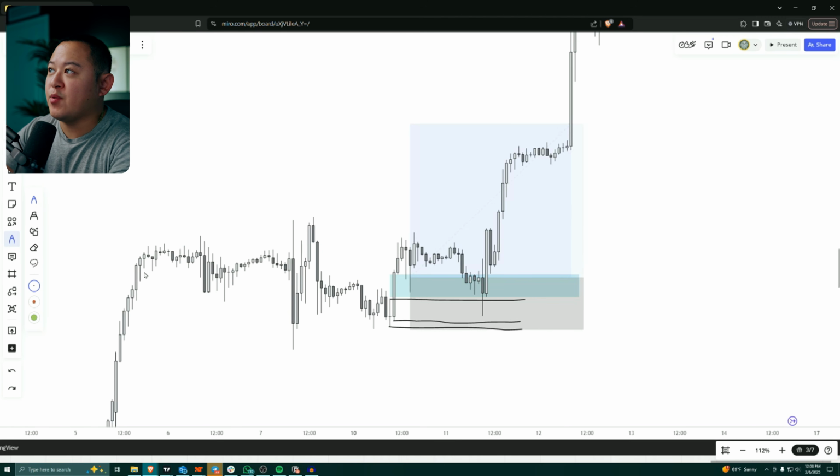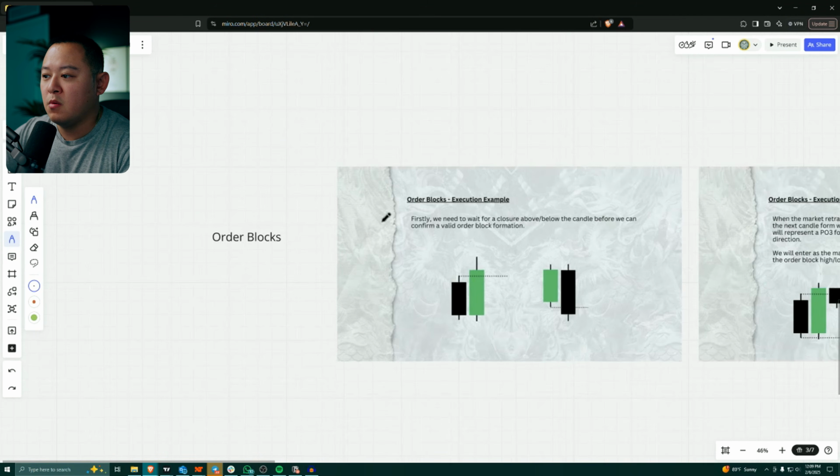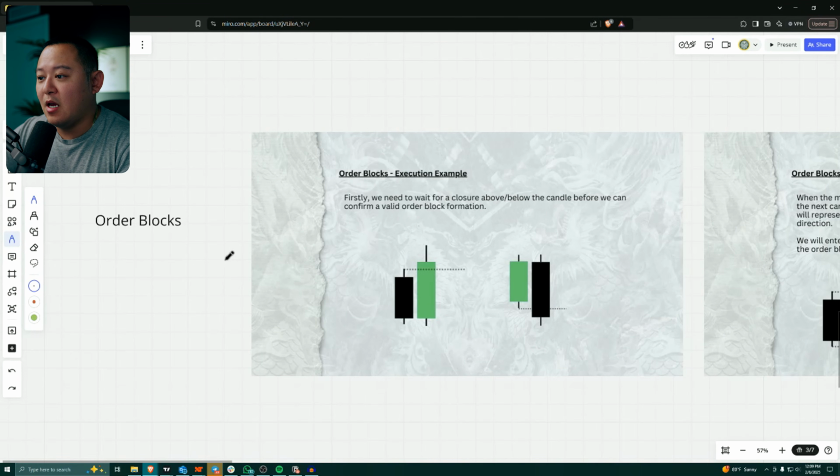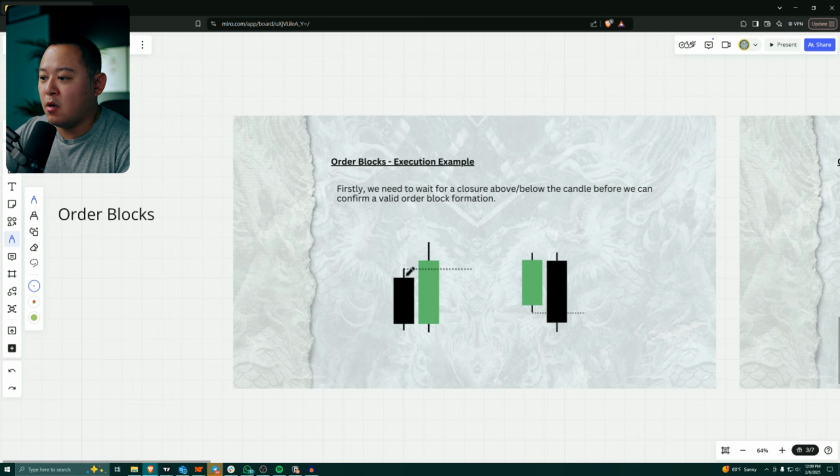Now, fair value gaps are one of my favorite setups, but what if I told you that there's another setup that's even more powerful when you combine the two? Now, we're going to jump into order blocks. An order block really is just a down close candle prior to a run higher, and a bearish order block is an up close candle prior to the run lower.